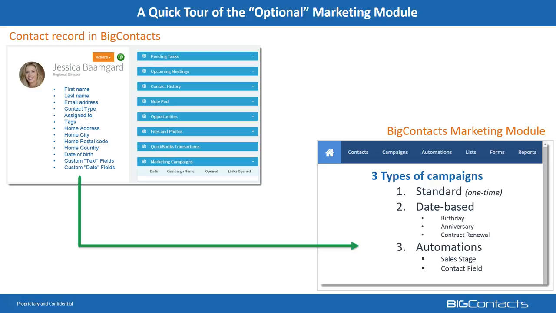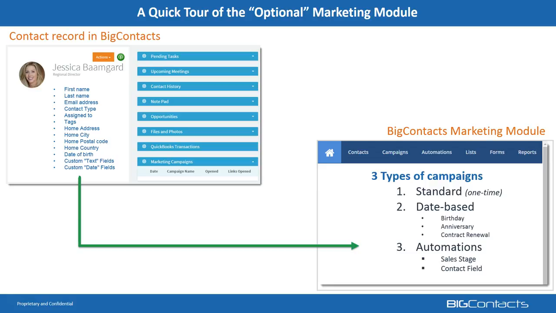And then finally, what we call automations. Automations can be triggered based on sales stages. If you're using the sales module, you can have automated drip email campaigns that are triggered based on the sales stage. And you can also have automations triggered based on any of these fields that you see in the contact record. For example, if you change the contact type from prospect to customer, you may want to have the system automatically generate an email and welcome them as a new customer. Or if you add a particular tag to an account.